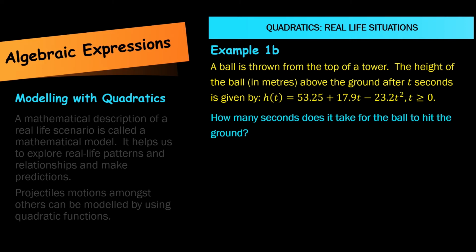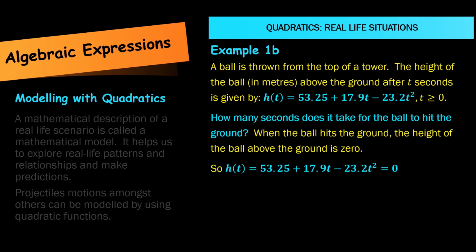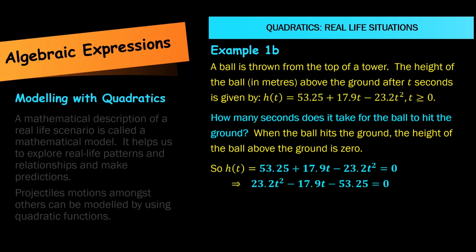Part B is asking, how many seconds does it take for the ball to hit the ground? Now when the ball hits the ground, the height of the ball above the ground is 0. So we can let h of t equal 0 and then find t by solving the quadratic. In other words, 23.2t squared minus 17.9t minus 53.25 equals 0. We've simply rearranged h of t equals 0.